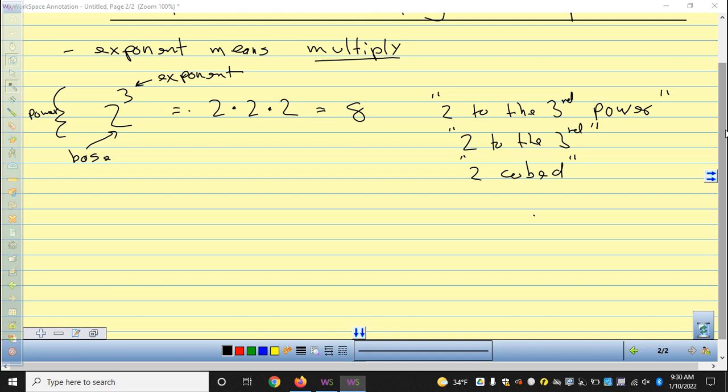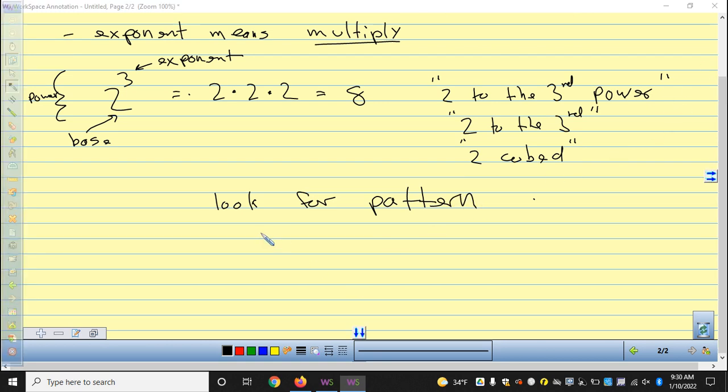All right, so what we wanted to look at today is what does it mean when we have a 0 exponent? What is that telling us? And what does it mean when we have a negative exponent? So we're going to look at a pattern. We're going to make a pattern with exponents. And we'll use powers of 2.